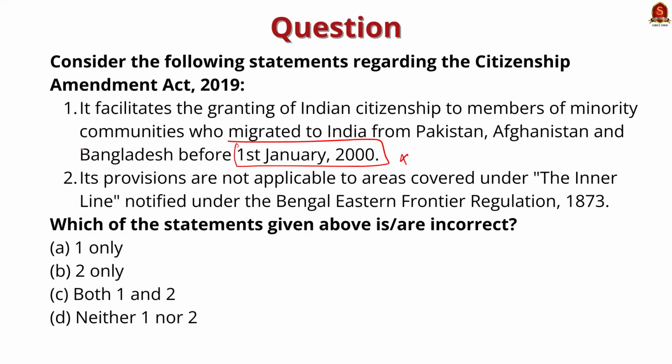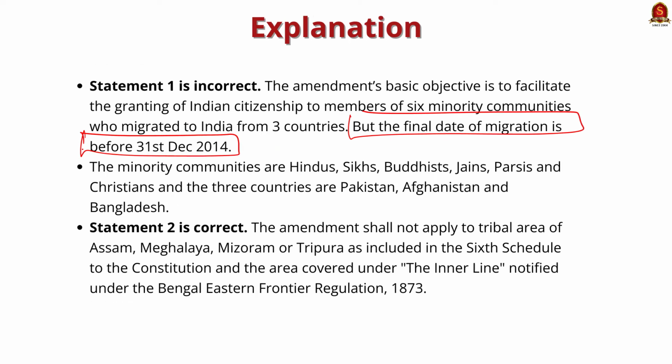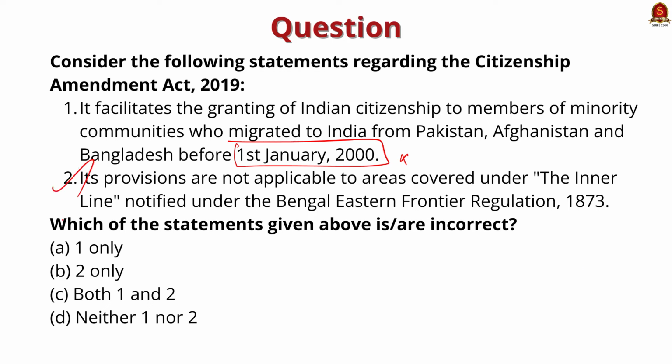Its provisions are not applicable to the areas which are covered under Inner Line notified under Bengal Eastern Frontier Regulation 1873. See, from our discussion we know that the second statement is correct because this amendment shall not be applicable to the areas of Assam, Meghalaya, Mizoram or Tripura which are included in the 6th schedule to the Constitution, and those are the areas which are covered under Inner Line as notified under Bengal Eastern Frontier Regulation. Here, the question is which of the statements are incorrect. So, statement 1 alone is incorrect. So, the correct option is option A.